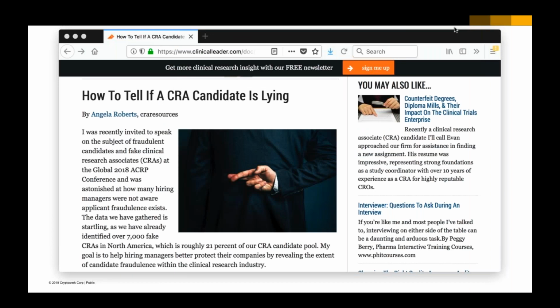Another example that is very much close to home, as you can see here, is clinical research associates hiring. There were more than 7,000 identified fake CRAs in North America. So if you are thinking about hiring somebody into such a role, you should know about these things. So it's not just supply chain related, it goes into the very fabric of our society, as I said, and our business.